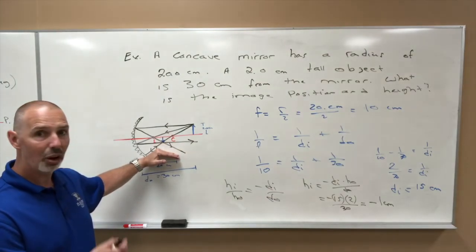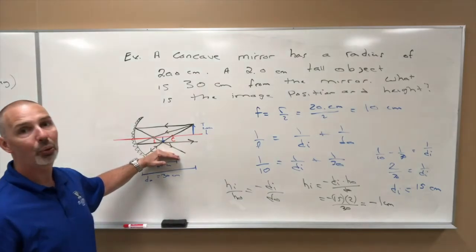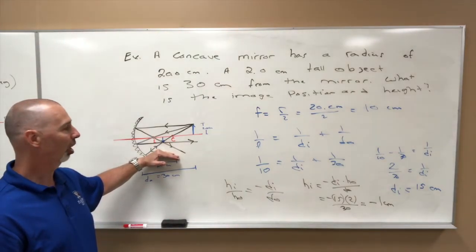All right, and it's obviously smaller. We started with a 2 centimeter tall object. We're getting a 1 centimeter image height.